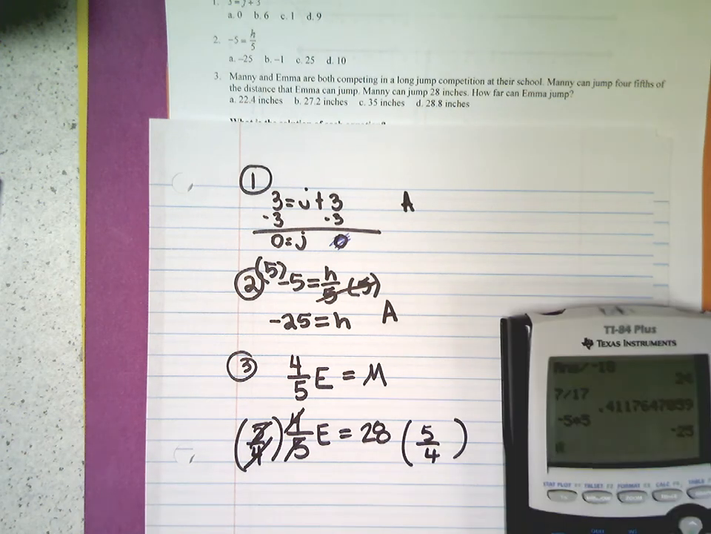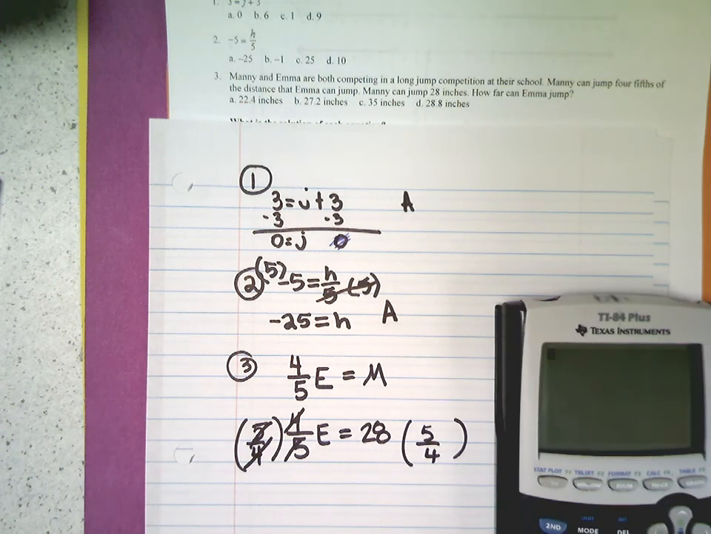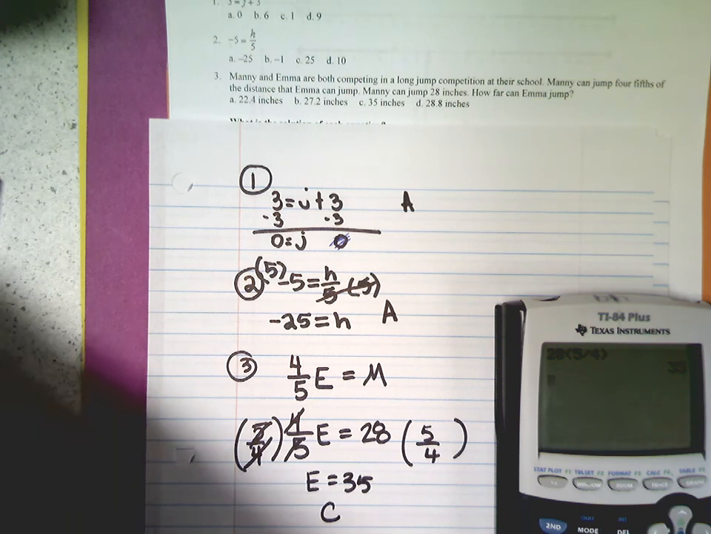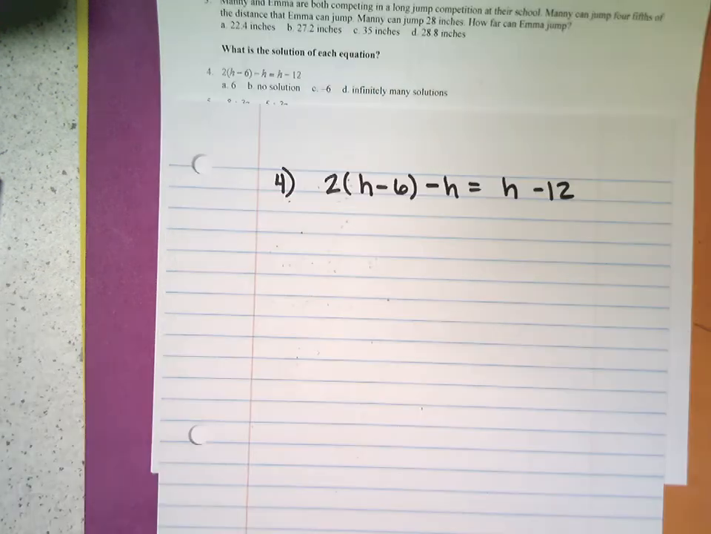And then what we do here, watch this as you put it in the calculator. 28 times, just type it in just the way it looks, 5 divided by 4. Or you could go get your fraction and do that. And that gives you E equals 35. And which answer choice is that? C. Okay, so I'm gonna pause it.